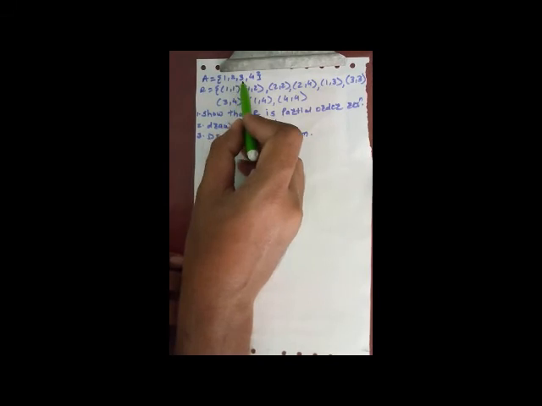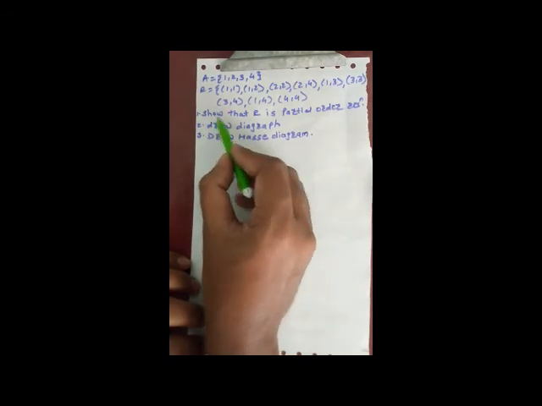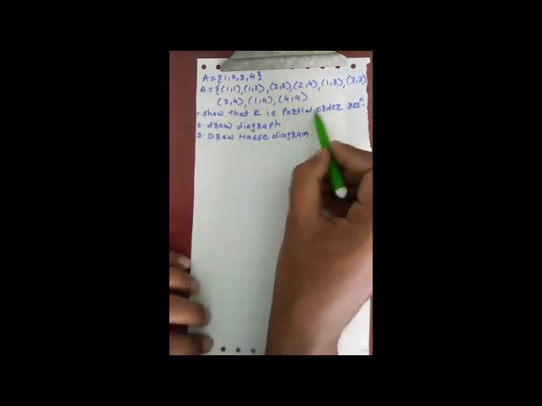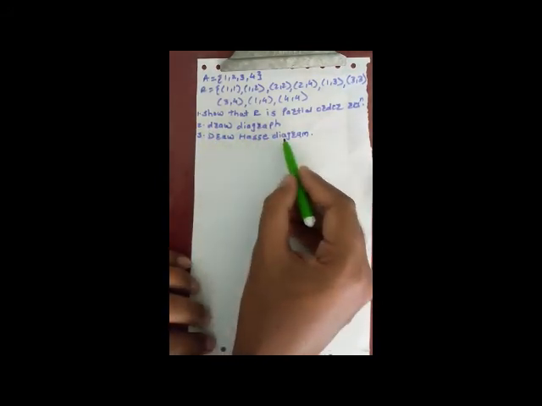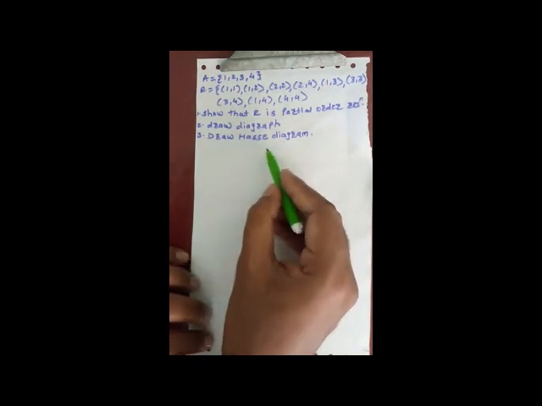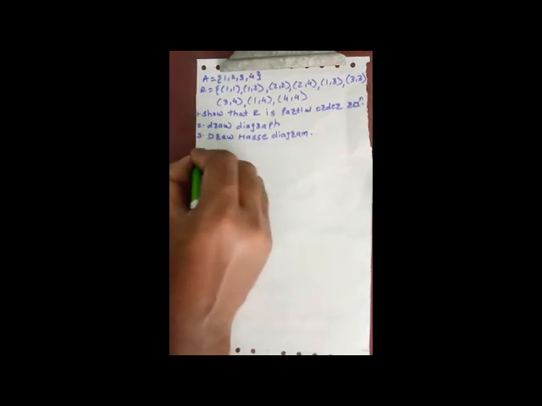So let's see one example. A is equal to 1 comma 2 comma 3 comma 4 and R is given, and the question is: first, show that R is a partial order relation. Second, draw the diagram, and third, draw the Hasse diagram. So in that case, first show that R is a partial order relation.